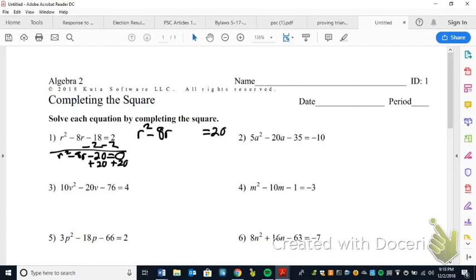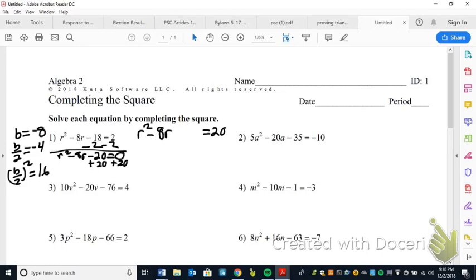Why do I leave a blank there? Well, it's so I can complete the square. So what I'm going to do here is write down my b's. b equals negative 8. b over 2 equals negative 4. And b over 2 squared equals 16. Again, follow these step by step.